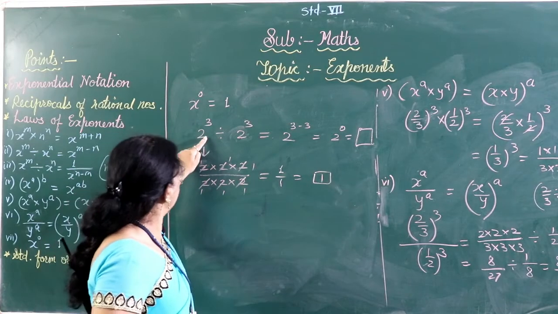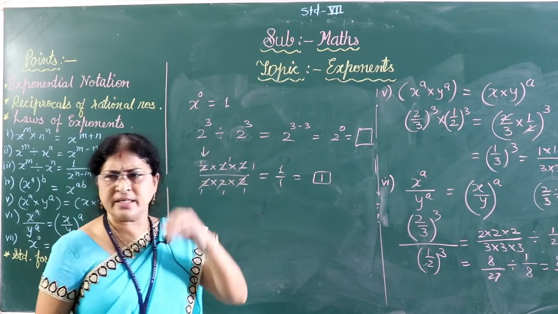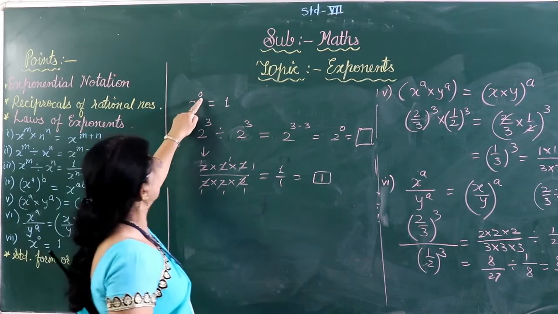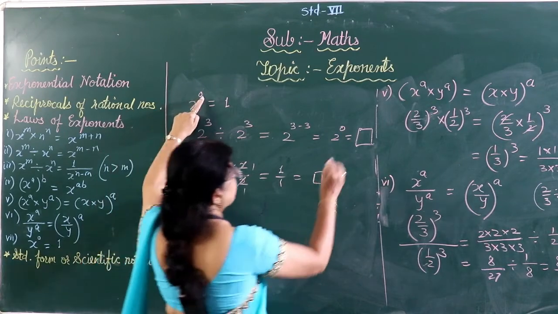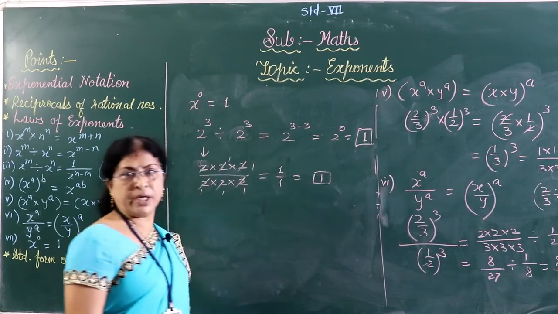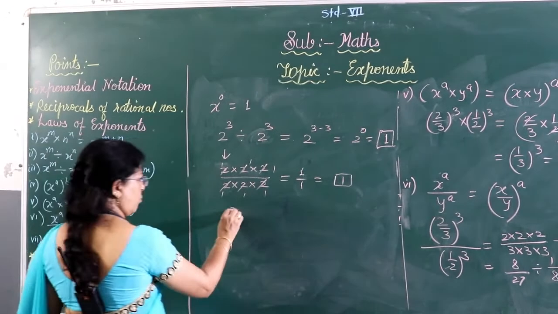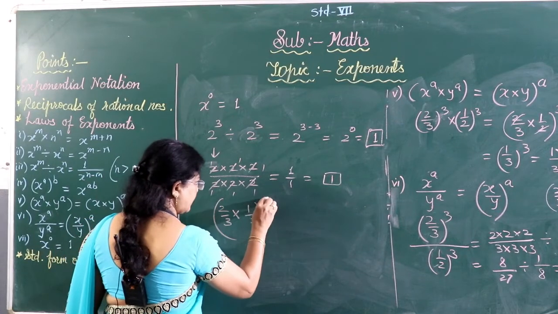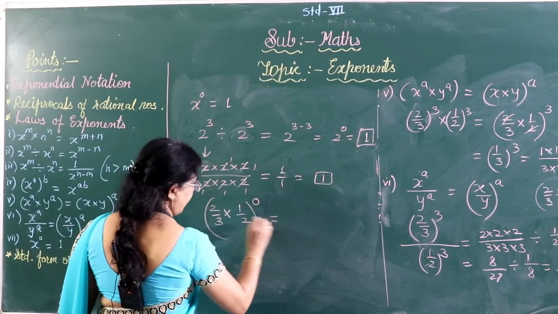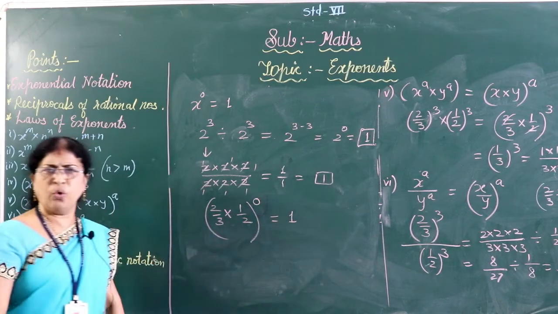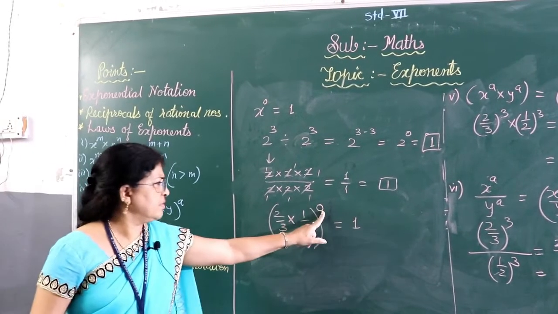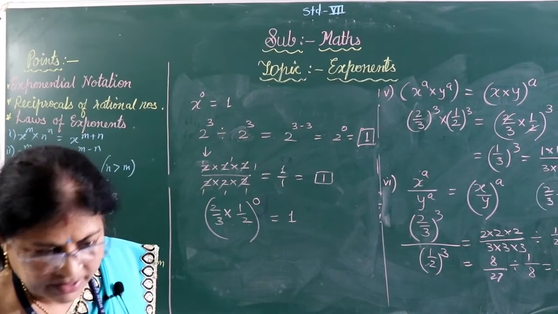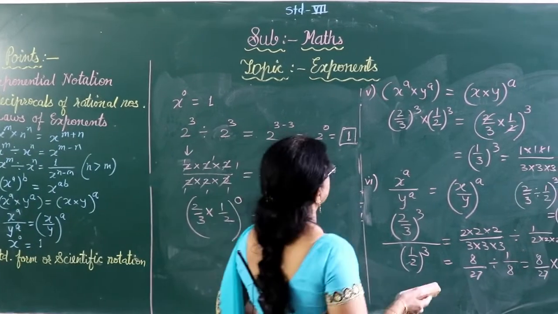That's why any number, whether it is a natural number, whole number, integer or rational number, if it has exponent 0, then its value always comes 1. Keep that in mind. For example, 2 by 3 into 1 upon 2, the whole bracket raised to the power 0, its value will also come 1. No need of solving; just watch the exponent, it is 0, so the answer will be 1. Till here everything is clear. I hope it is clear to all of you.